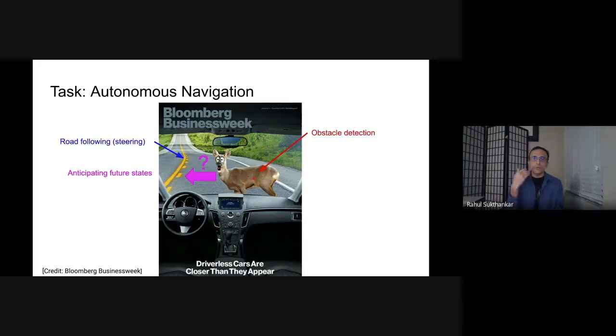And then, of course, you want to be able to anticipate the future states of the world. So is this deer likely to move to the left? Is it likely to move to the right? And based on that, that will influence not only how we perceive the scene, but rather the actions that we take. So here, perception, cognition, and action are brought together in a real-time system. And that's one of the areas where a lot of progress in perception has driven the field of autonomous navigation forward.